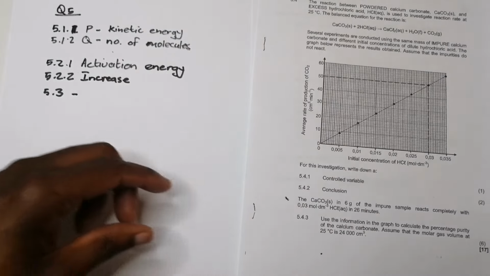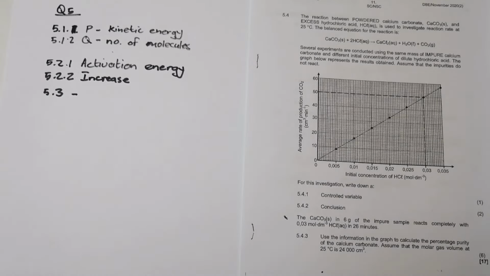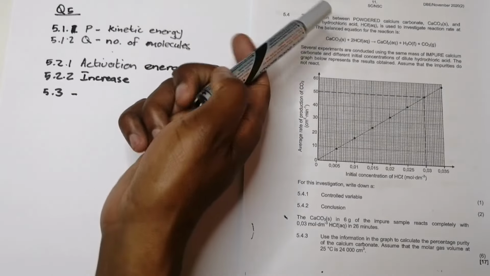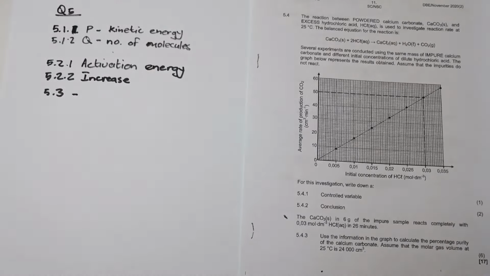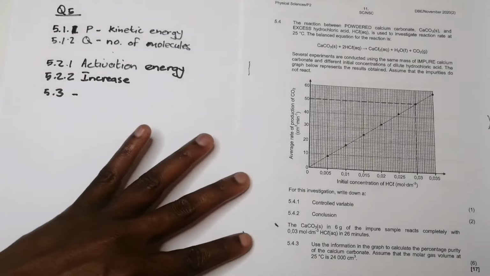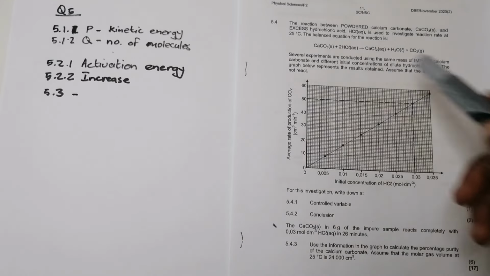It continues over to the next page. Now they say the reaction between powdered calcium carbonate and excess hydrochloric acid. Note that word excess there, because it simply means that the calcium carbonate would actually be the limiting reagent. They say it's used to investigate the reaction rate at 25 degrees Celsius. They say the balanced equation for the reaction is shown. There it is there.